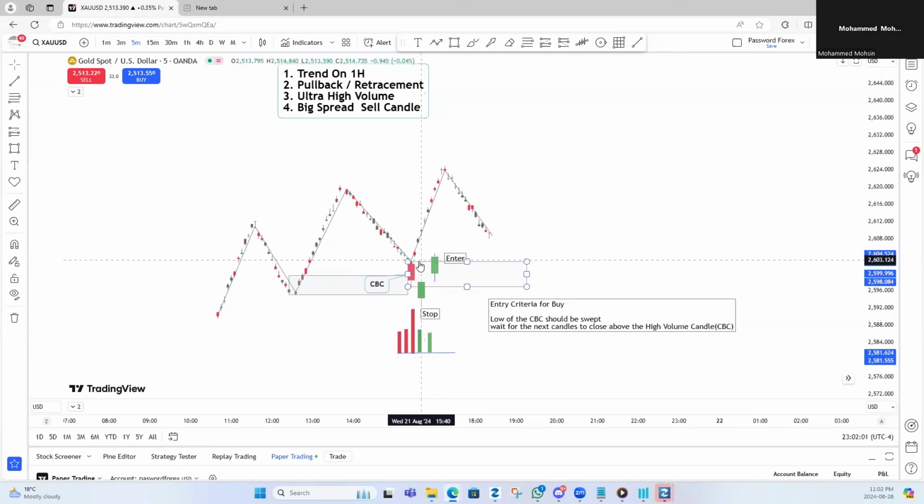I'm waiting for another candle to close above this CBC candle. As soon as I see the candle has closed above, I can enter. As soon as this candle closes, I enter my trade here.